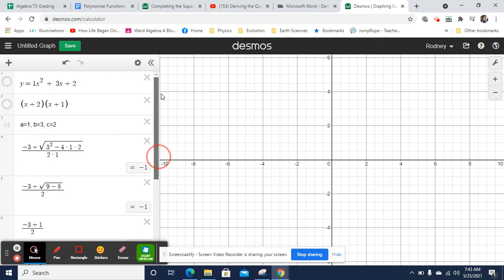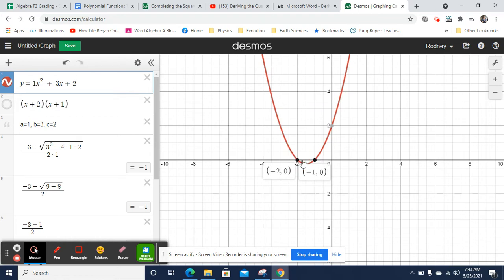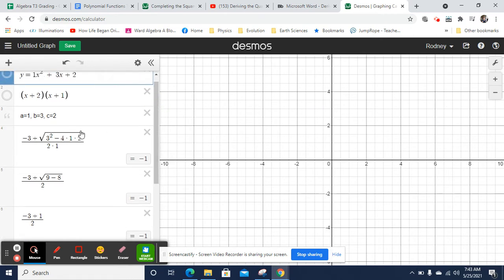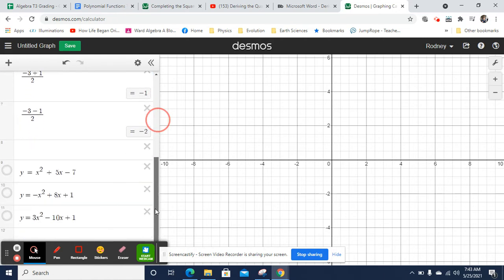We confirm this by graphing this. The solutions are negative 1 and negative 2. Those are the zeros, the solutions, the x-intercepts, the roots of this quadratic. Now we're going to take a look at the next one. So hopefully that was clear enough.